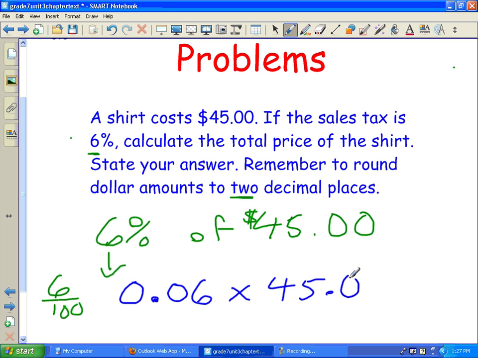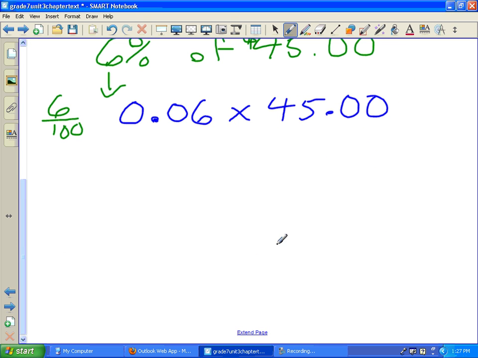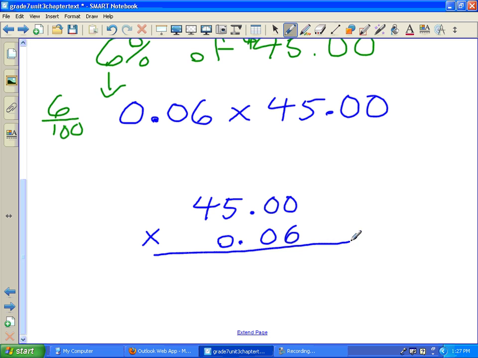$45. There. Now it's just a simple multiplication problem. I'll write it down here. So it's $45.00, and you don't even really need to put your 2 zeros there if you don't want. And you can then multiply that by 0.06. So that's 6%. So let's work this out.